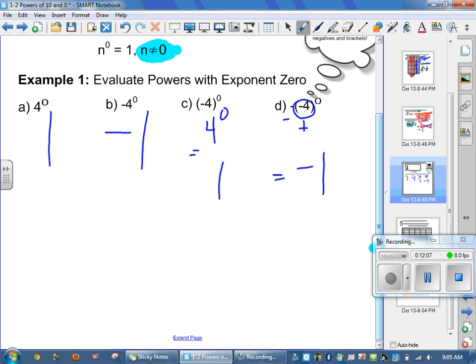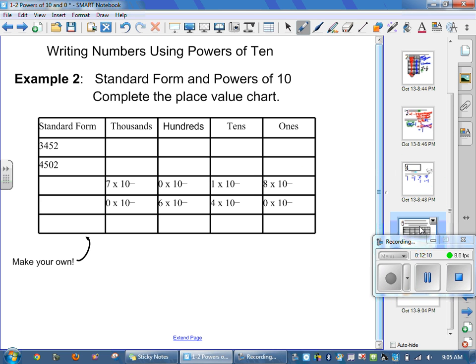Says writing numbers using powers of 10. How do we use powers of 10? Well, it's kind of like scientific notation. So what we do is we find out the place value of the system. So if I've got thousands, hundreds, tens, ones, my decimal would be right here. That's my decimal. So over here, I need to see how many numbers I have. How many digits do I have here on the first one? I have 4 digits.